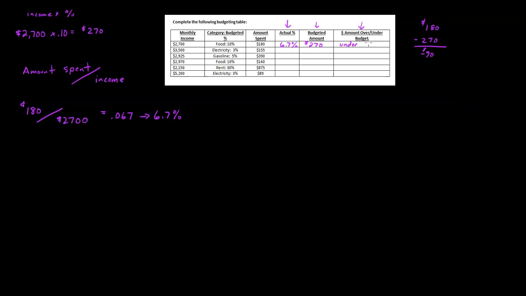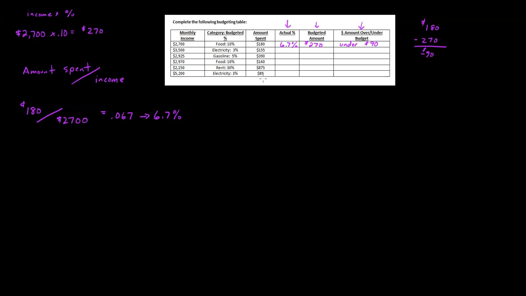Don't just give me the difference. Give me, is it under budget or over budget? In this case, we are under budget by $90. So we spent $90 less than we had budgeted. Let's go ahead and take a look down at the bottom one.